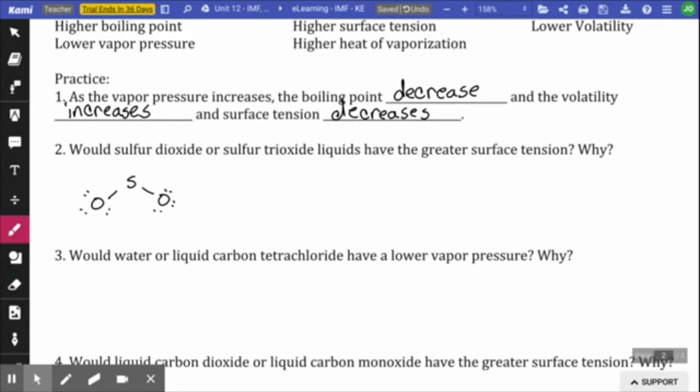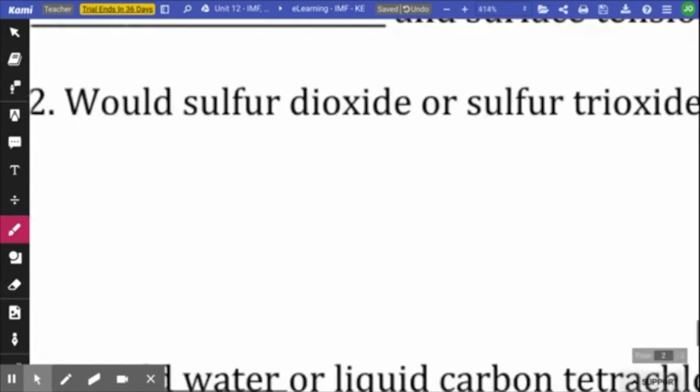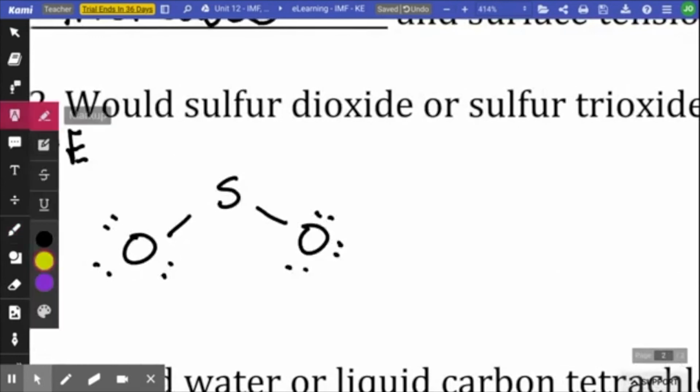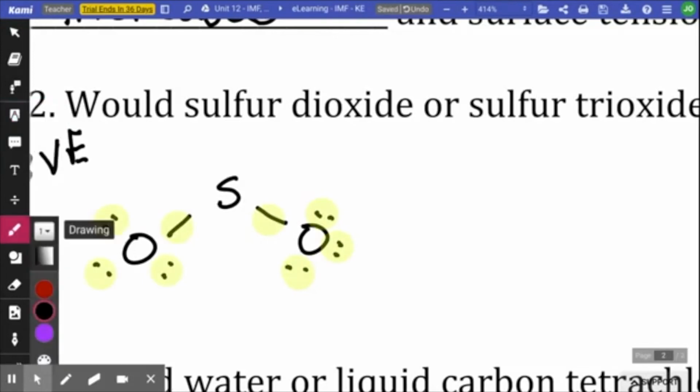Okay, but when I added this up, I found that this had 18 valence electrons. 6 for the sulfur, and there's 2 oxygen, which each had 6. So 6 plus 12 is 18. Okay, well, I've got, for my oxygen, 2, 4, 6, 8, 10, 12, 14, 16. Okay, that's not enough. I need to have 2 more. So I'm going to put those 2 on sulfur.